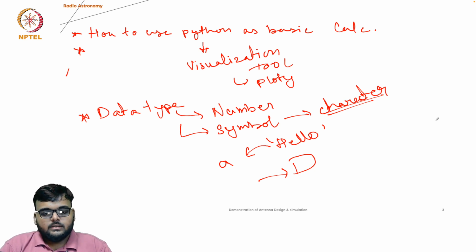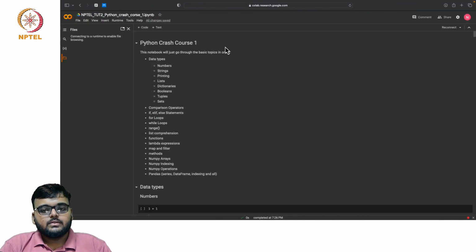So let's begin. What we will learn here is about different data types. Data types are basically numbers, strings, printing, then lists. There is something called a list in Python, just like a grocery list we create. We will discuss all these things.